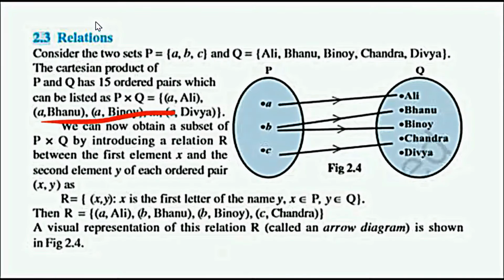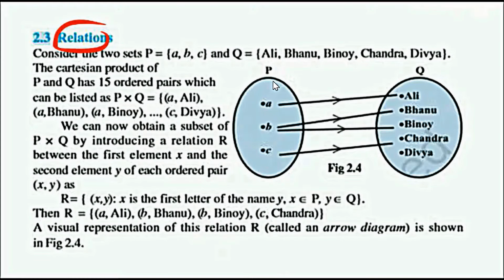But as I am introducing the relation, please understand that the relation will be in this Cartesian product. So we are going to take some ordered pairs from the list of the Cartesian product, and then we will say, okay, this is the relationship. Okay, let us introduce a relationship.